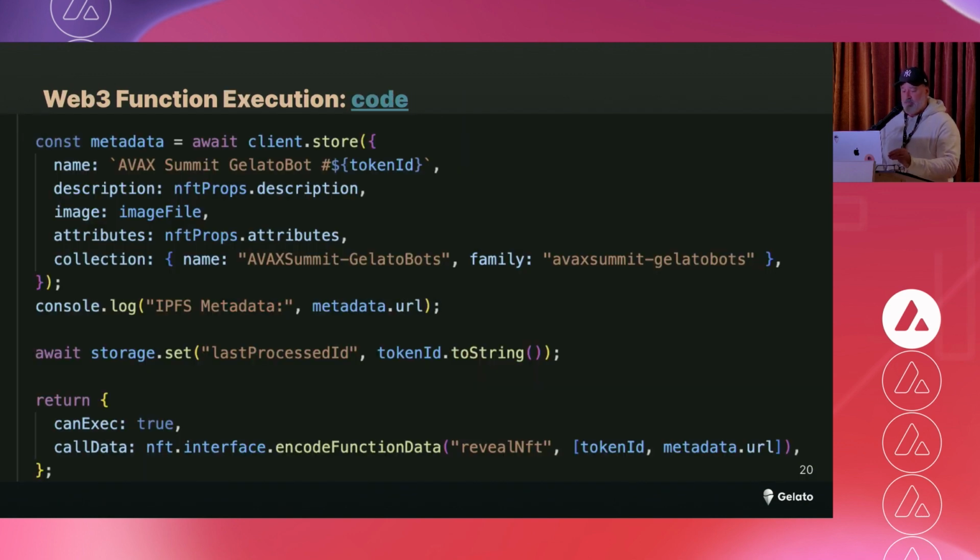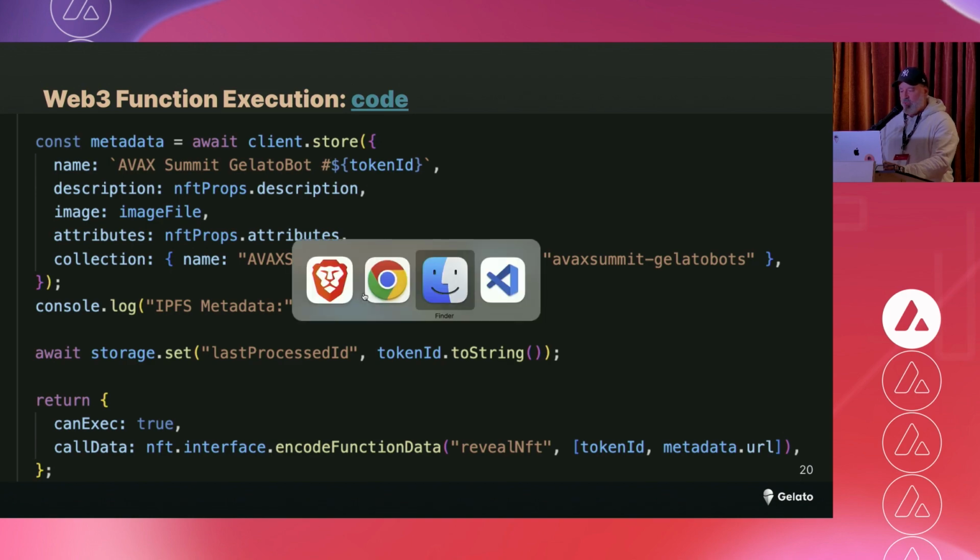And then this is part of the Web3 functions code that we can look at in much more detail later, but here is where we create the NFT, update the metadata, and send the execution. We encode the reveal NFT method, and we execute the transaction on chain.